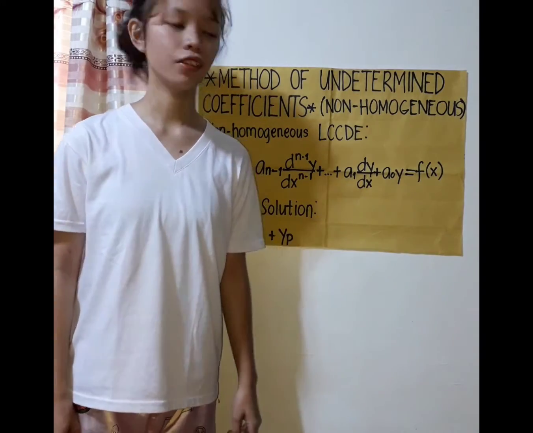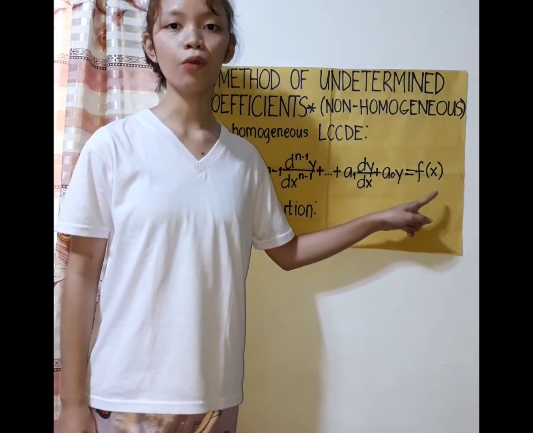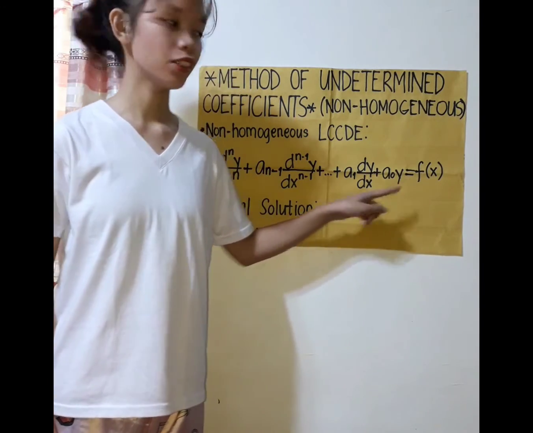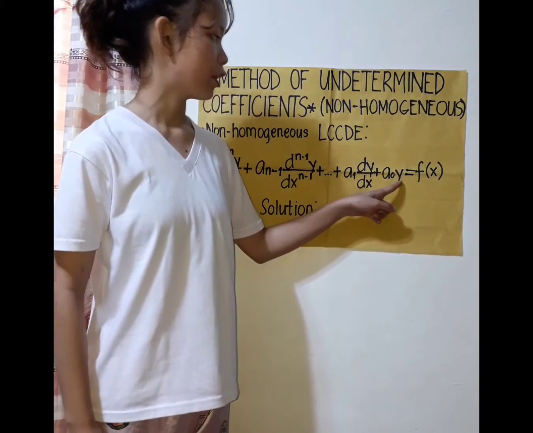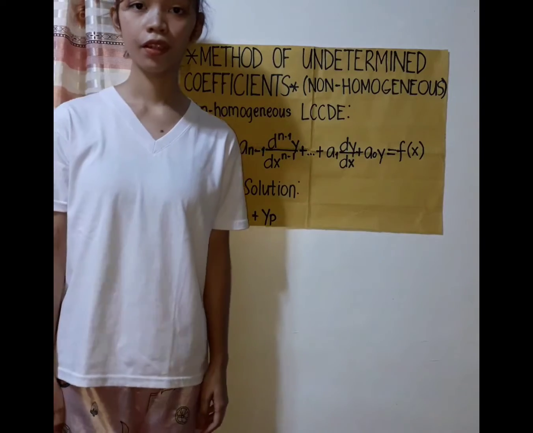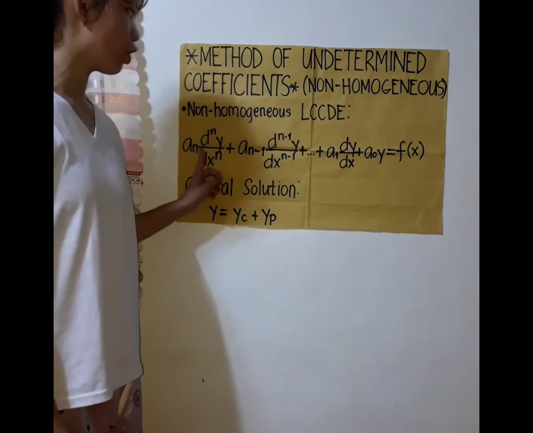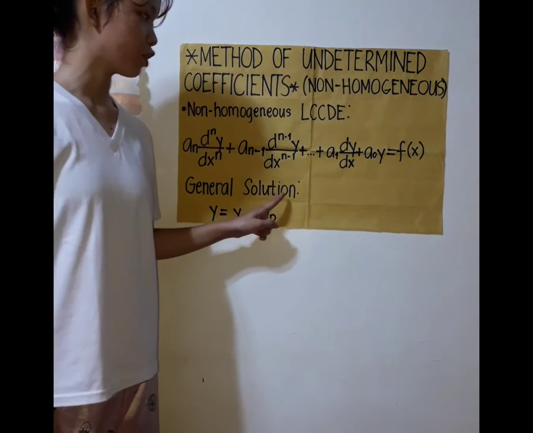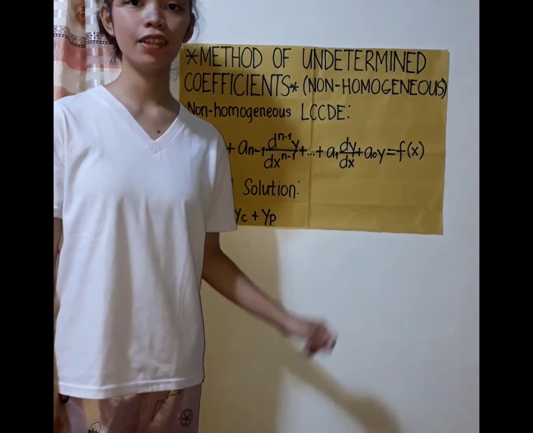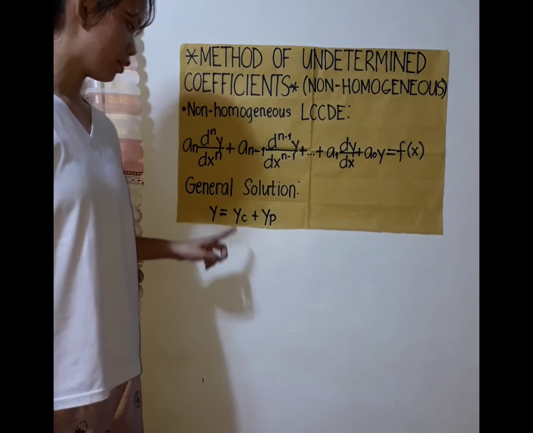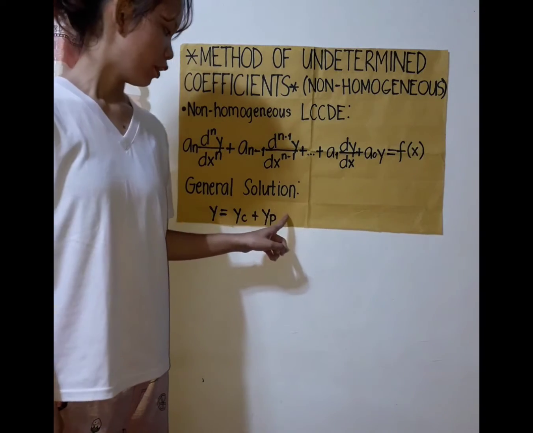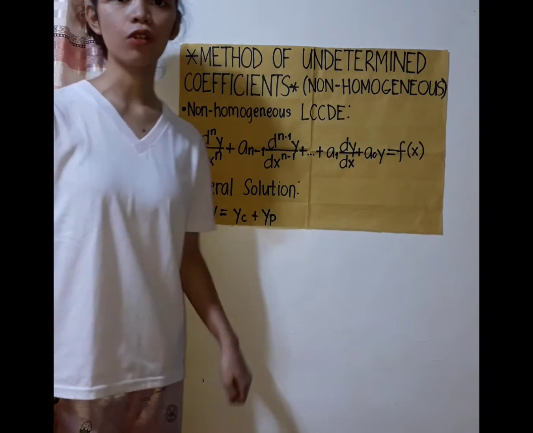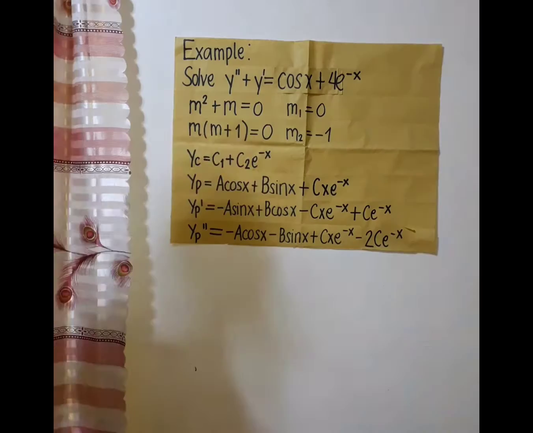And in the previous lesson, it is equals to 0, but now we have the term called f of x, and this f of x contains all the terms involving the independent variable x. So how do we get the general solution of a non-homogeneous LCCDE? So the general solution of non-homogeneous LCCDE consists of two parts. It is the YC and the YP. The YC is called the complementary solution, while the YP is called the particular integral.